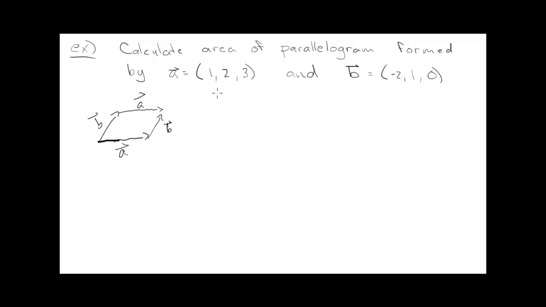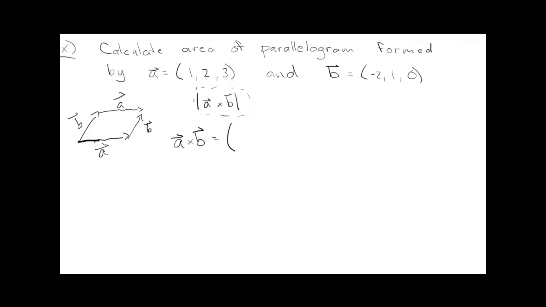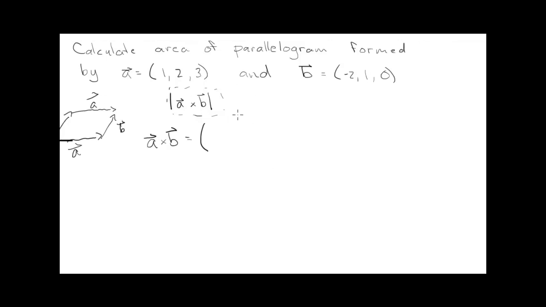So we showed that the area of the parallelogram is equal to the magnitude of A cross B. So that's what we want to find. So first thing we're going to need to do is find A cross B. So we'll just use the formula that we had before, the formula for cross product.